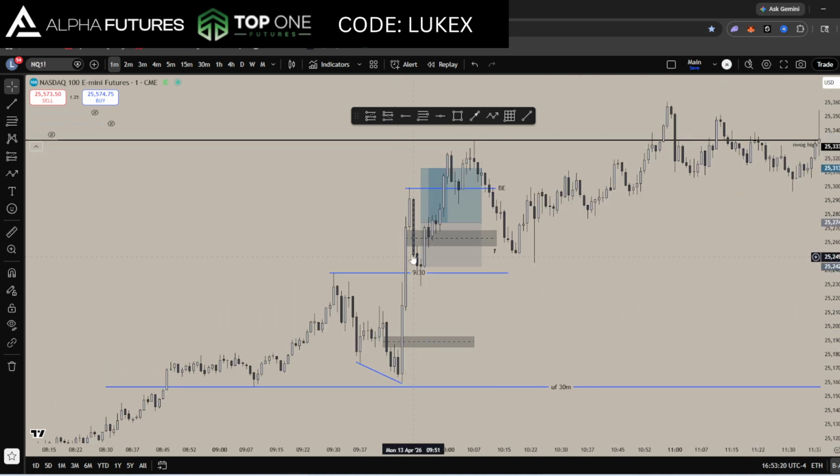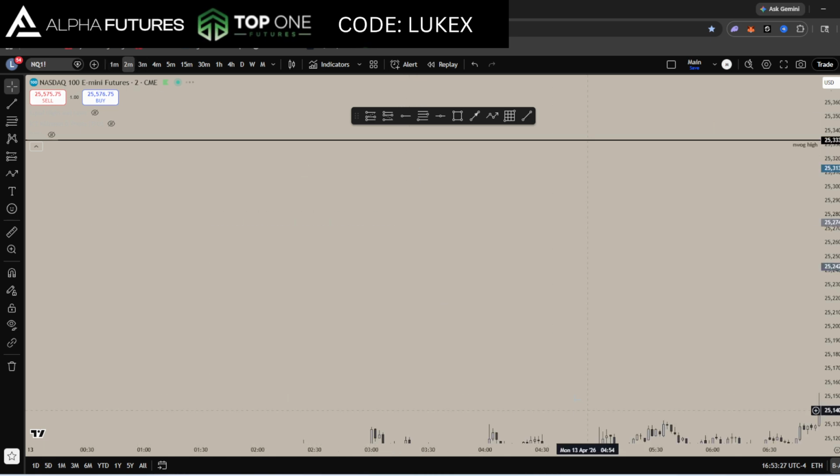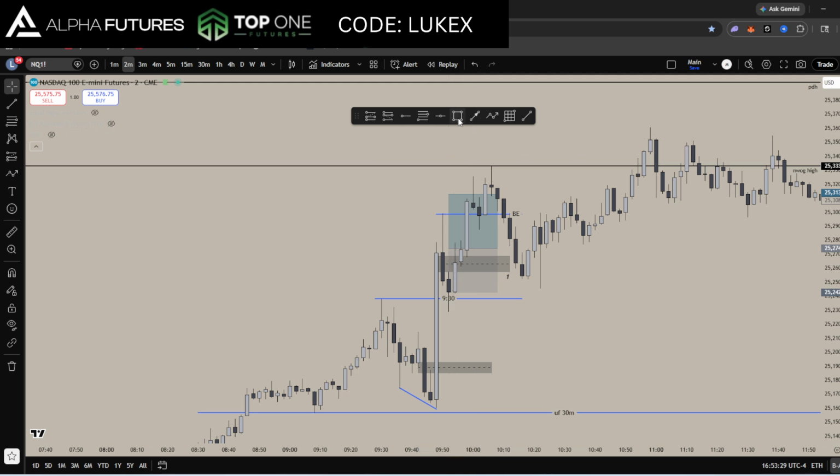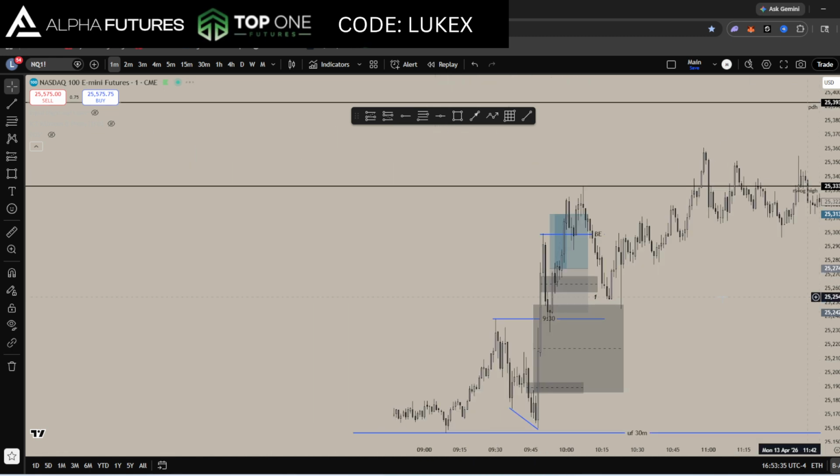Price aggressively displaces through the 930 wick, and then it comes back, because you don't want to FOMO in on this candle right here. You want to wait for a retrace, okay? So what does price do? It retraces into a fair value gap, and in this case, what is it? A 2-minute gap. So now out of this 2-minute gap, what do we want? We want an entry model.